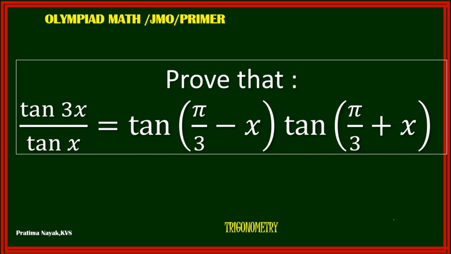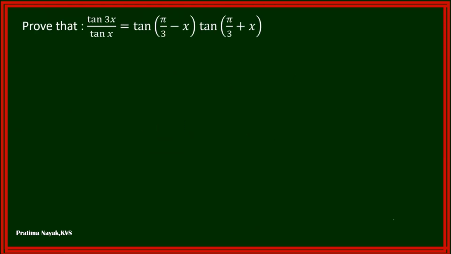Prove that tan 3x over tan x is equals to tan of pi by 3 minus x multiplies tan of pi by 3 plus x. So first I'll apply the formula for tan of 3x. So tan of 3x equals to 3 tan x minus tan cube x, whole over 1 minus 3 tan square x.